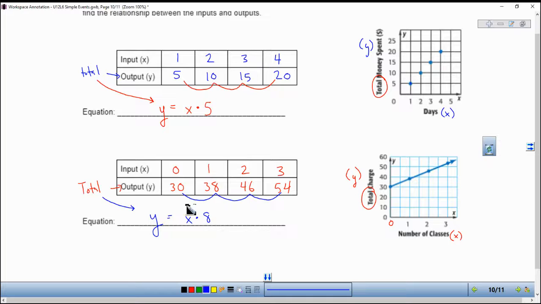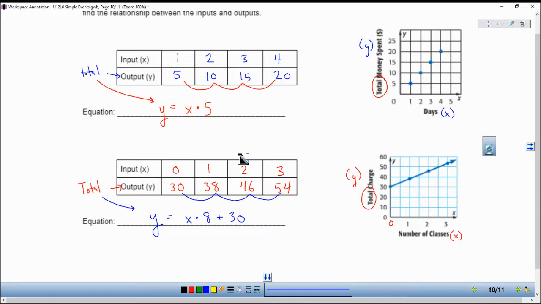But this is not the entire equation because 0 times 8 is not 30. 0 times 8 is 0. 1 times 8 is just 8. 2 times 8 is 16. So we're not getting to the number we need to get to. So we might need to add on. Well, or subtract, depending. But it looks like we're adding on because 0 times 8 is 0. How do we get to 30? Probably plus 30. 1 times 8 is 8. Plus 30 is 38. 2 times 8 is 16. Plus 30 is 46. So notice I'm checking them to make sure it works for all numbers. 3 times 8 is 24. Plus 30 is 54. So that checks out.